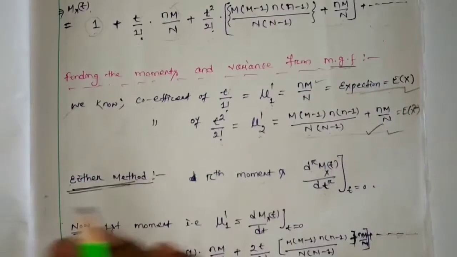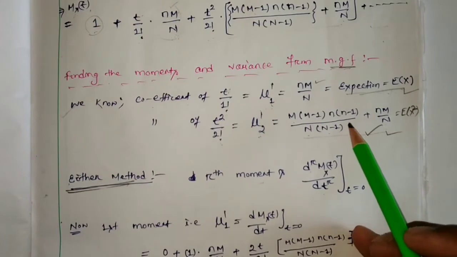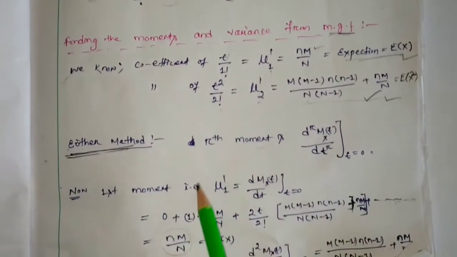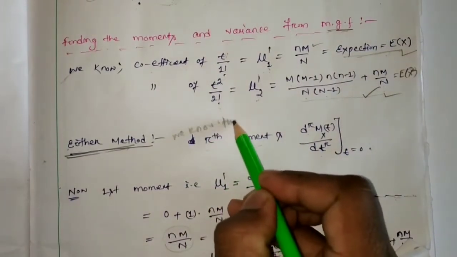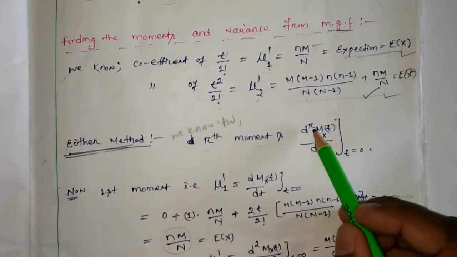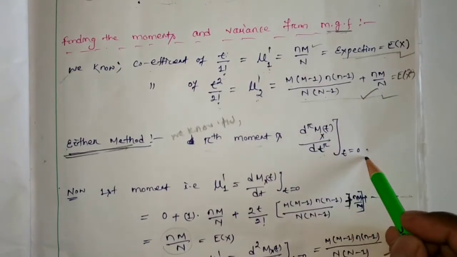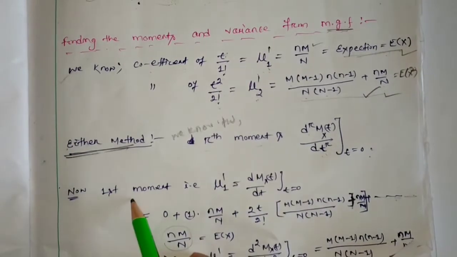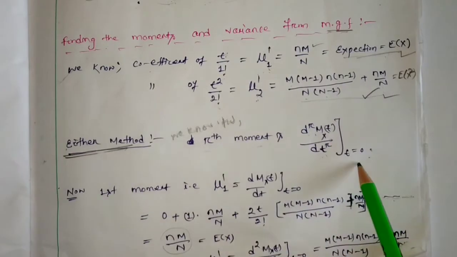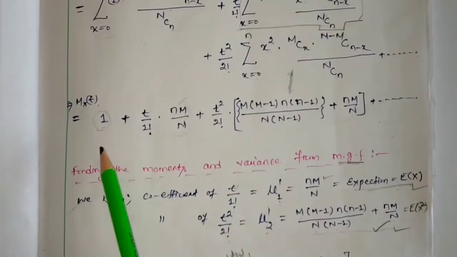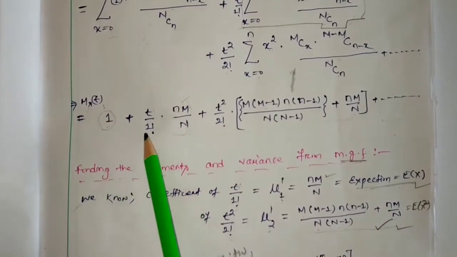Either method you can use to find the moments from the m.g.f. We know that the rth moment is the rth derivative of the moment generating function at t equal to 0. So if we want to find the first moment, that means the first derivative of the moment generating function at t equal to 0. This is the expression of your moment generating function.